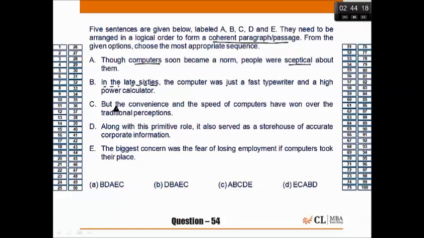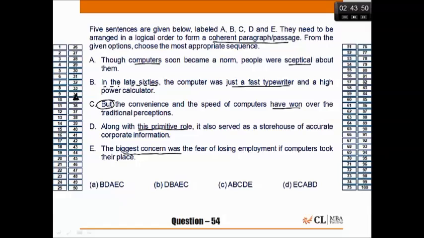Okay. But okay, that's a contrast. The convenience and the speed of the computers have won over traditional perception. Have won over. So skepticism won over. Okay, let's see. Along with this primitive role, so there is some primitive role. What is this primitive role? Is this the primitive role? Just as a fast typewriter. It also served as a storehouse of accurate corporate information. The biggest concern was the fear of losing. We have a bigger concern.